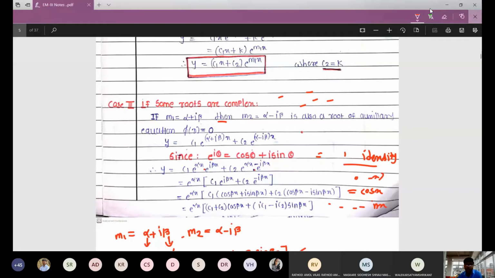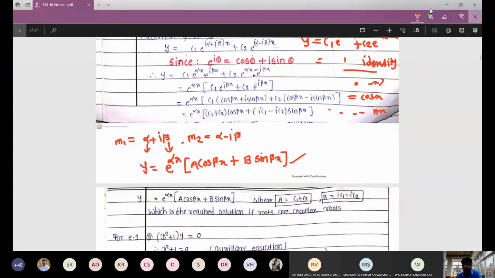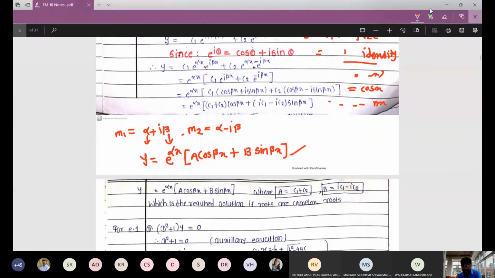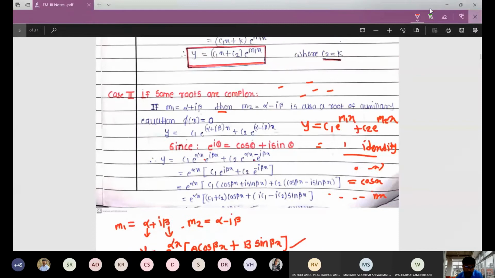Write the solution as y equals c1 e to the power first root times x plus c2 e to the power second root times x. The same procedure we are following here, but for practice purposes we are not going to use case number 1 always. So can we get a simplified form in this case of complex numbers? Yes, we can. That simplified form is written here: y equals e to the power alpha x in brackets a cos beta x plus b sin beta x. But how? For that I am explaining step by step.